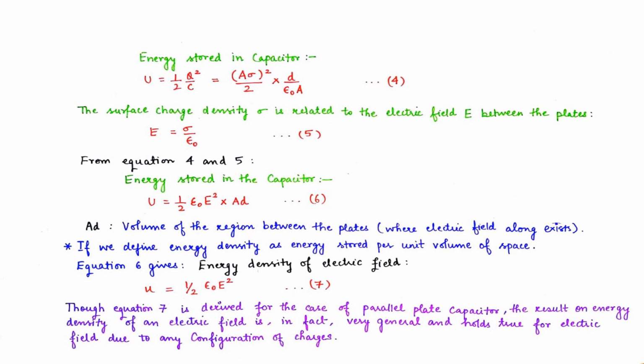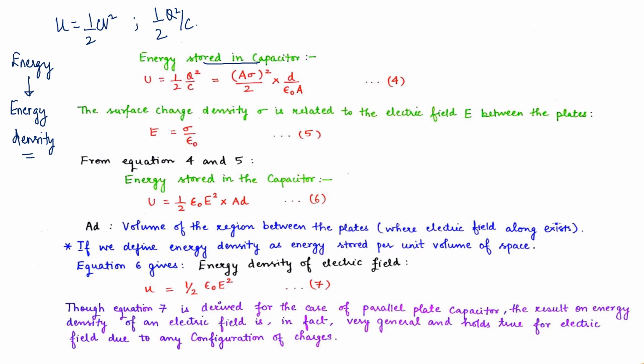So now the energy stored in the capacitor is given by U equals half CV square, or half Q square upon C, what we have seen so far. This energy stored in the capacitor can be used to know the energy density also. From the energy, we can derive the formula for energy density. Let's see how we can do that. Energy stored in the capacitor is given by U equals half Q square upon C, which is equal to A sigma, the whole square by 2 into D upon epsilon naught into A.